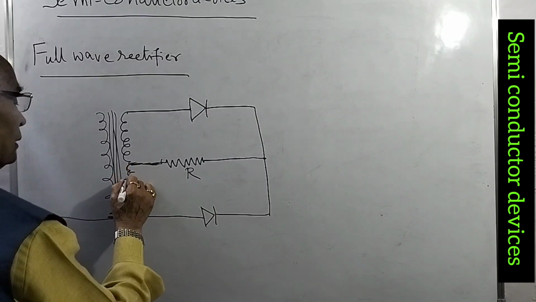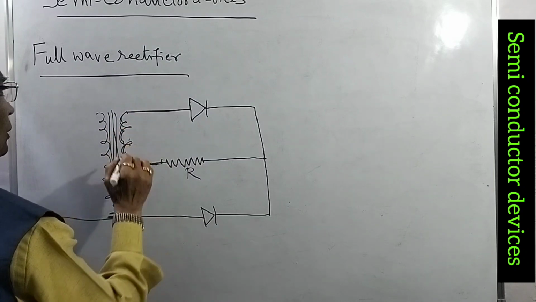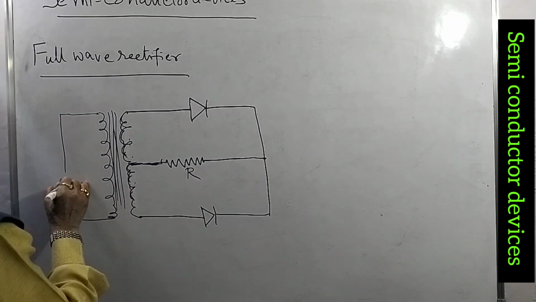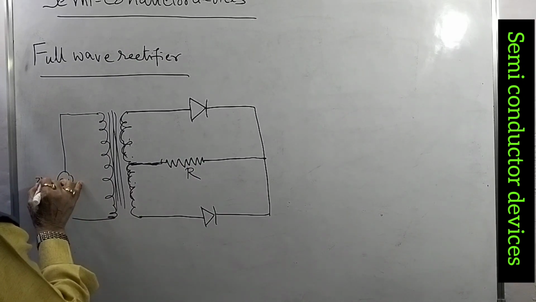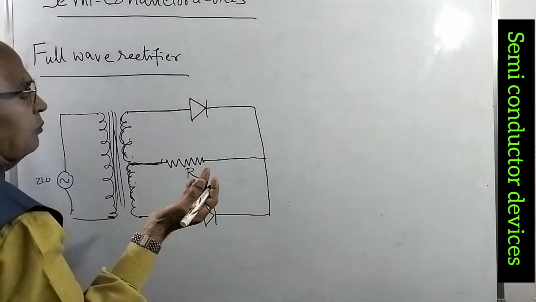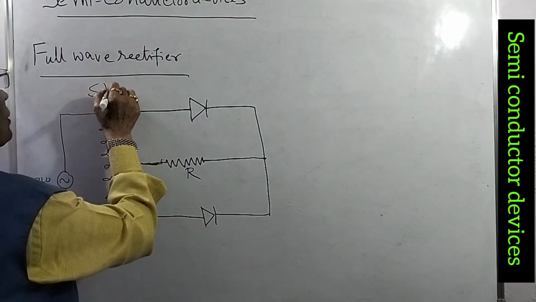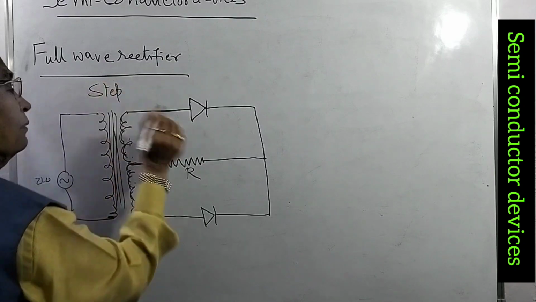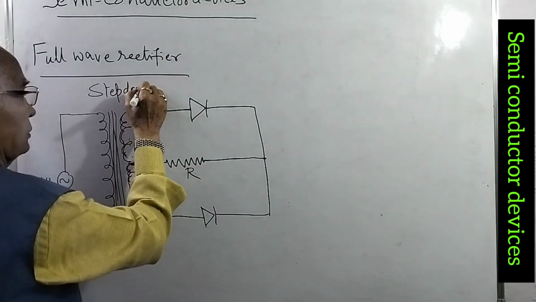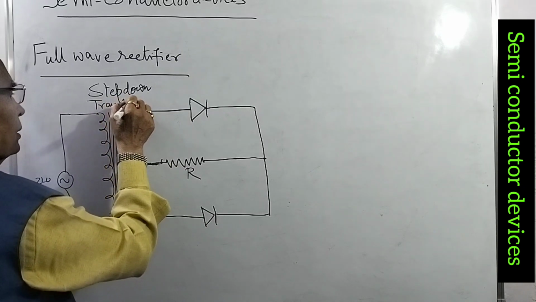A step down, then it has a small turn. A step down turn. So this is the 220 volt AC. This is a step down, so it can be any voltage, maybe 50 volts, 20 volts, like that. A step down transformer. If you want high voltage, this diode will not work. A step down transformer is mostly for the low voltage power supply.